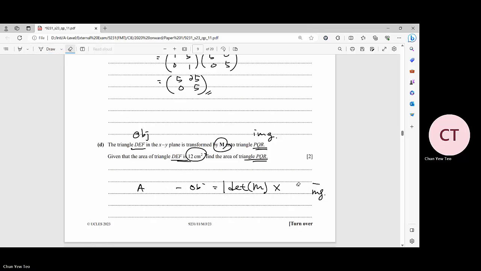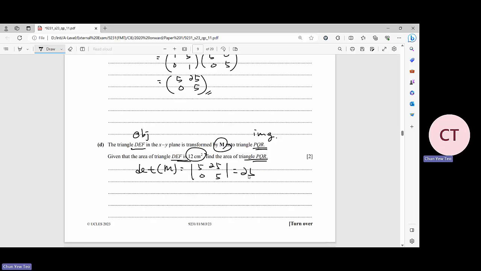So let me find the determinant first. Then I only use the result that we are having here. So what is the determinant of the M? First of all, we need to find the determinant of M. It's the modulus of the determinant of 5, 0, 25, and 5. So it's actually 25. So the area of the object, area of DEF, is equal to the modulus of 35 multiplied by the area of PQR, triangle PQR.